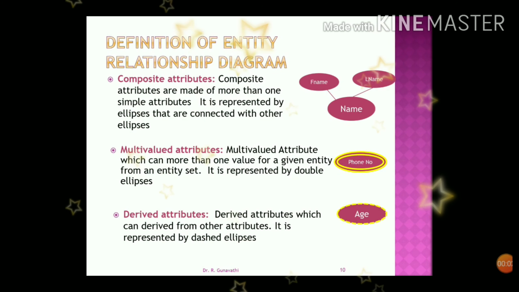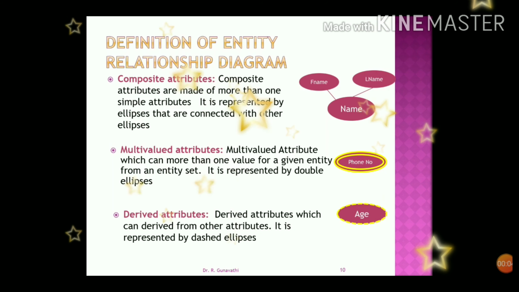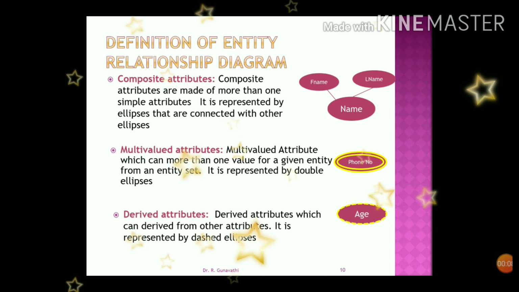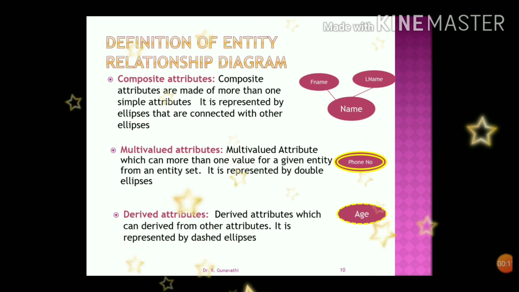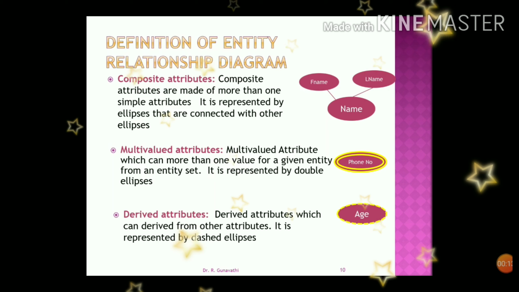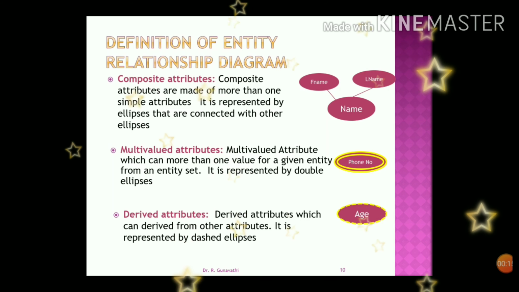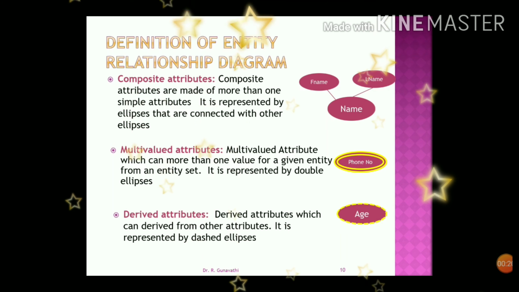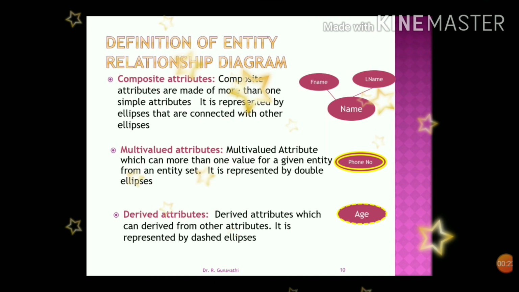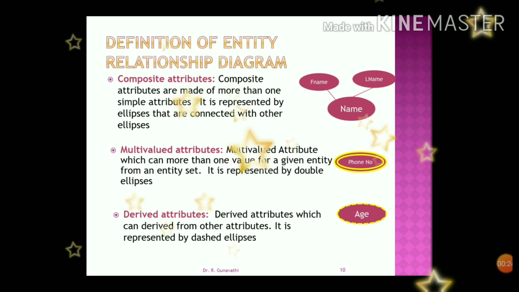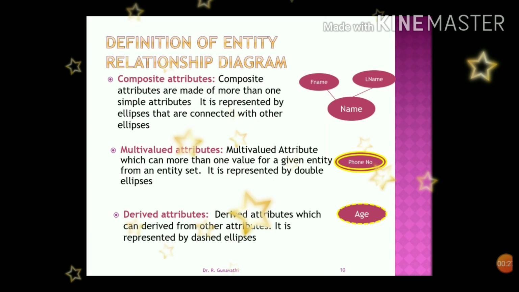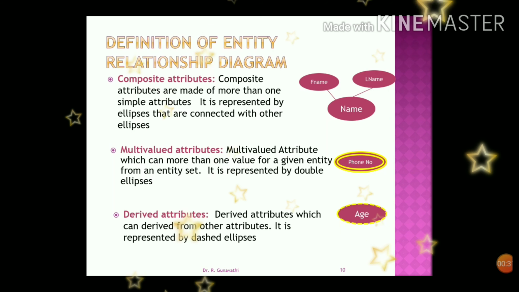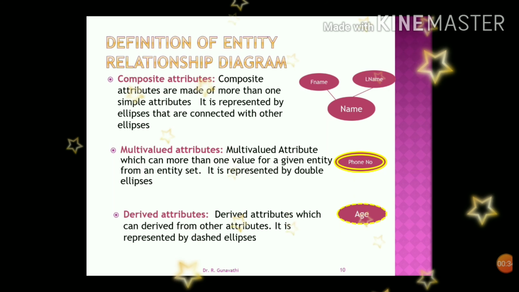Composite attribute. Composite attributes are made of more than one simple attribute. It is represented by ellipses that are connected to an ellipse. Example, name, which will consist of first name, middle name and last name. Multi-valued attribute. A multi-valued attribute can have more than one value for a given entity from an entity set. It is represented by a double ellipse. For example, a person may have more than one mobile number.